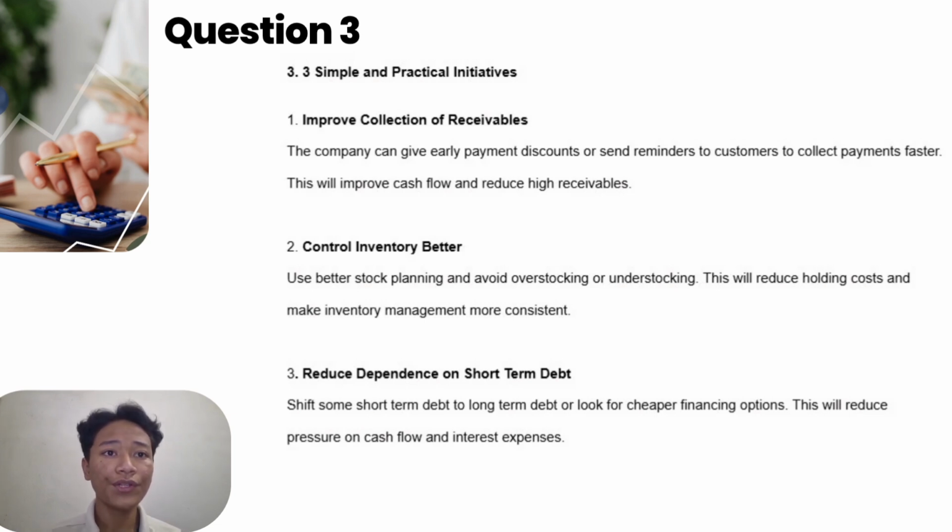Number 3 is reduce dependence on short-term debt. Shift some short-term debts to long-term debts or look for a cheaper financing option. This will reduce the pressure on cash flow and interest expenses.